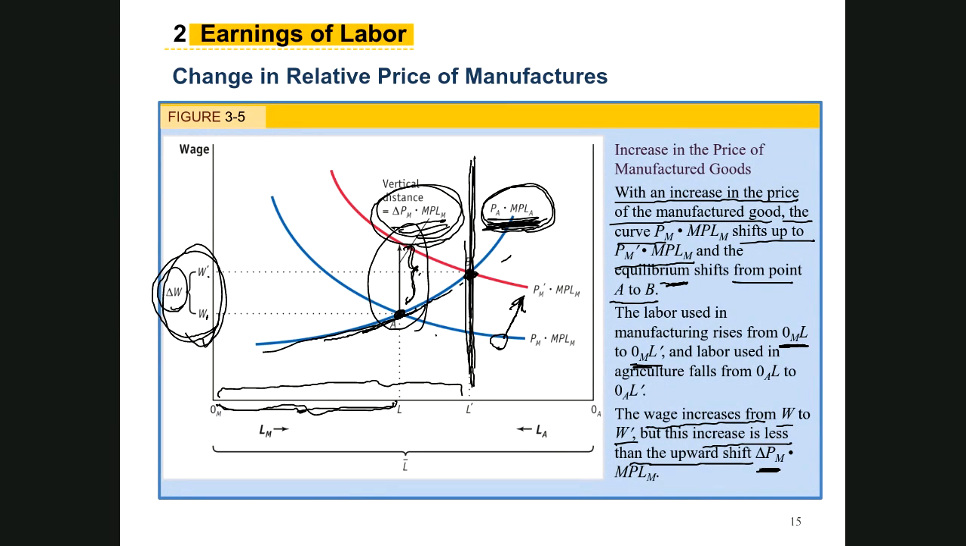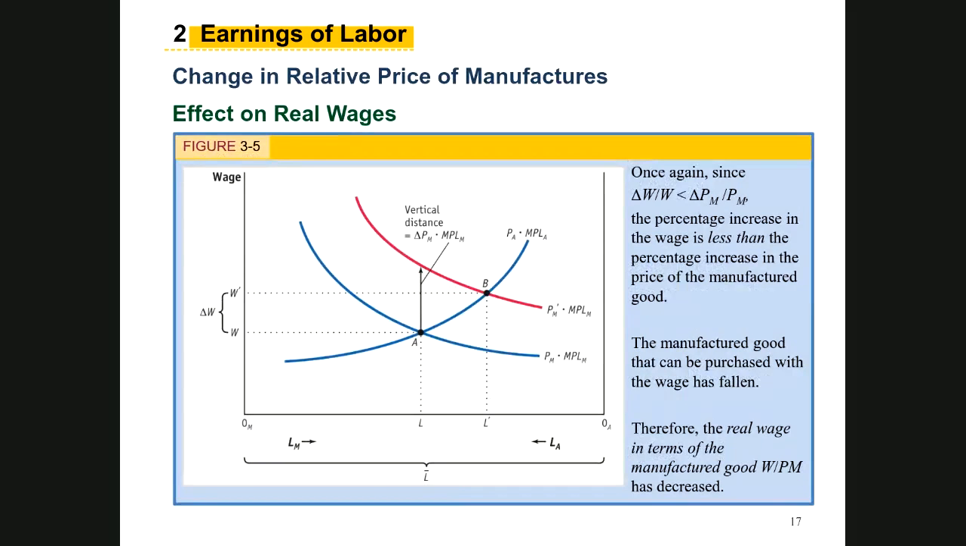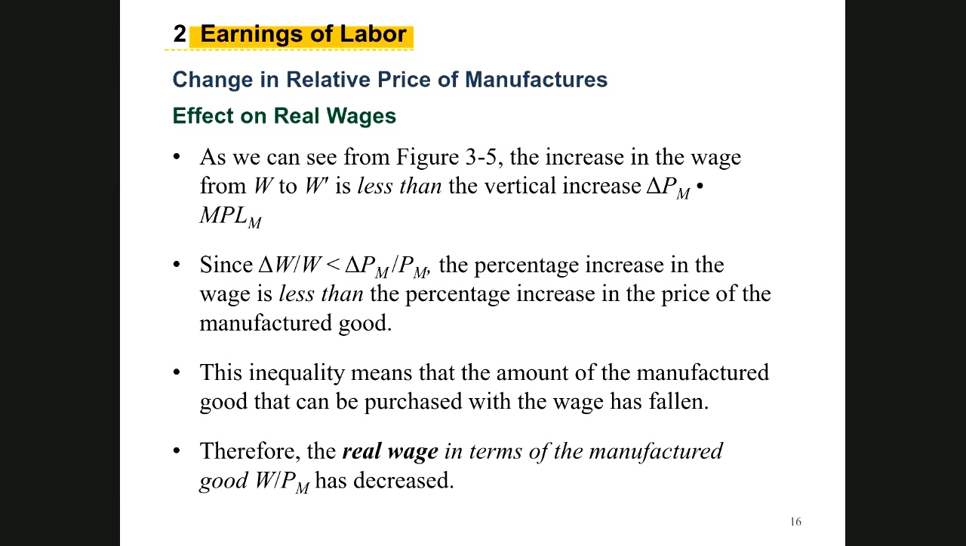So what else do we need to know? Okay, the percentage increase, all right? Here you see the percentage increase in the wage is less than the percentage increase in the price of manufactured goods. This is important, very important. So the factor price fluctuation will be smaller than the product's price.